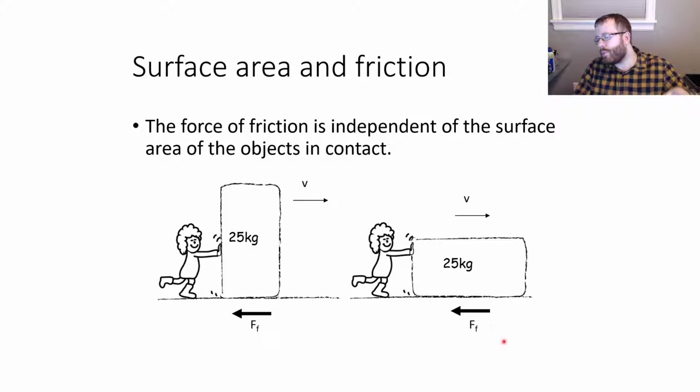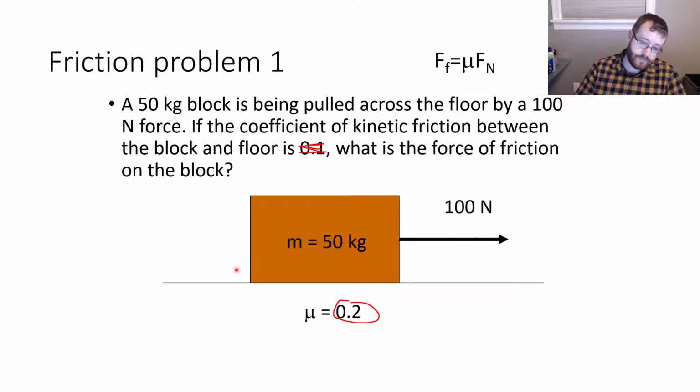Over here, we have more points of contact, but overall there's less weight per point of contact. So the surface area is independent of it. They balance each other out. All right. Friction problem 1.